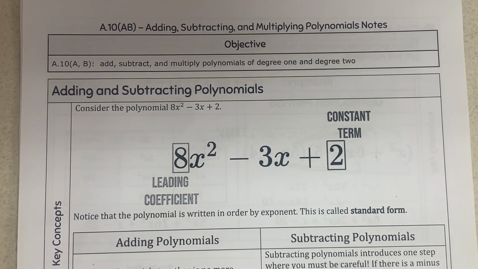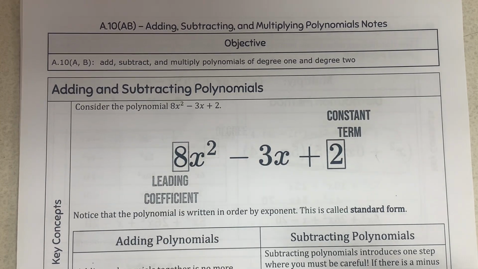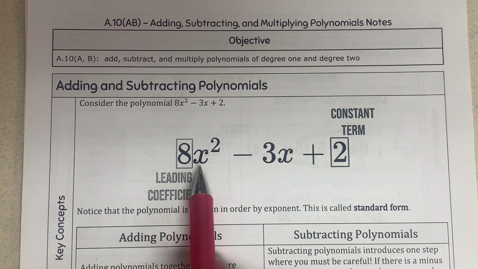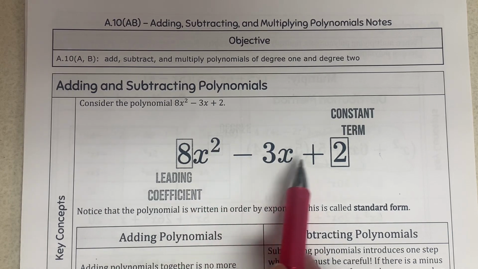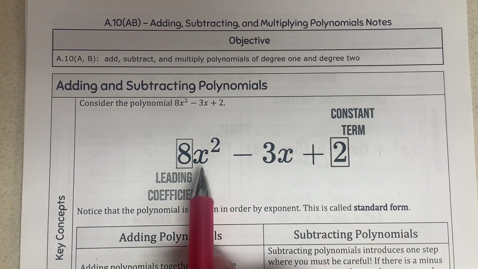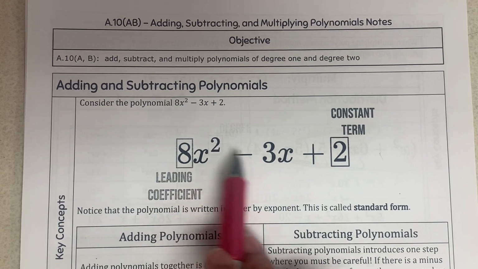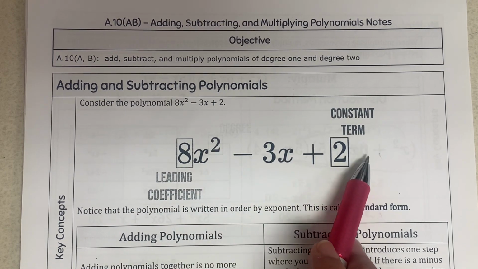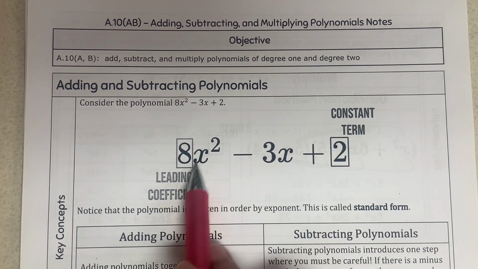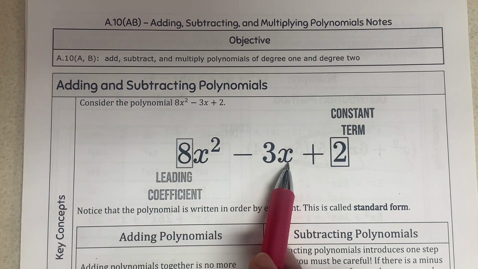A polynomial is an expression that has a bunch of coefficients with variables, and those variables are different. This one has x squared, this one has x, and it has no variable. X squared is different than x.